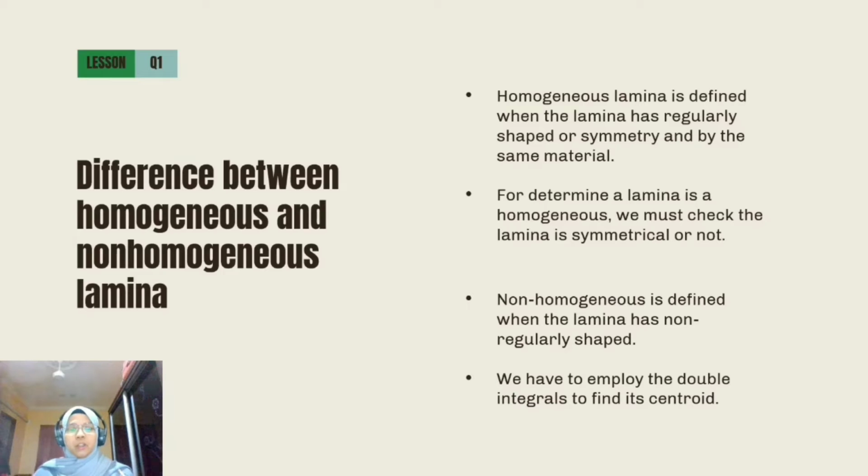For lamina, there are non-homogeneous and homogeneous lamina. The difference is that a homogeneous lamina is defined when the lamina has a regular shape or symmetry and is made of the same material. To determine whether a lamina is homogeneous, we must check whether the lamina is symmetrical or not. Meanwhile, a non-homogeneous lamina is defined when the lamina has a non-regular shape. We have to employ double integrals to find its centroid.